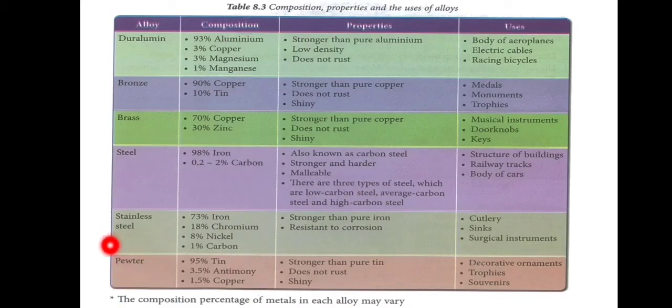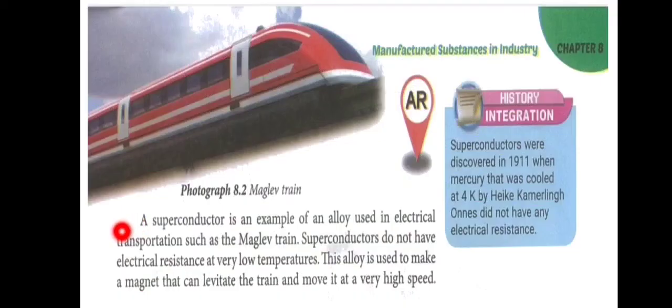So pewter di sini, pewter 95% tin, 3.5% antimony, 1.5% copper. So stronger than pure tin, does not rust and shiny. This one is for decorative ornaments, trophies and souvenirs. Superconductor. A superconductor is an example of alloy used in electrical transportation such as the maglev train. Superconductors do not have electrical resistance at very low temperature. So this alloy is used to make a magnet that can levitate the train and move it at a very high speed. So that is alloy and some of the examples and uses of alloy.